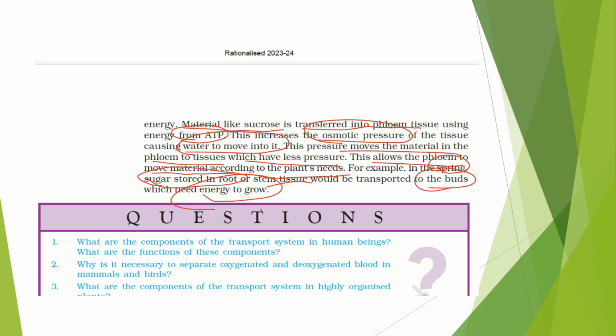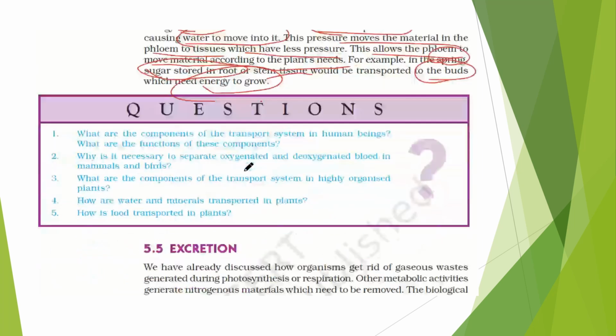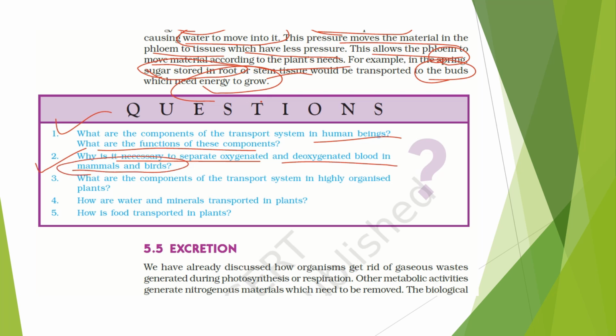Now here are a few questions which you need to discuss. Just take your answer book and write these questions. I've already discussed them in the previous lessons also. What are the components of the transport system in human beings? What are the functions of these components? Why is it necessary to separate the oxygenated and deoxygenated blood in mammals and birds? Because what will happen if the oxygenated blood mixes with the deoxygenated blood?